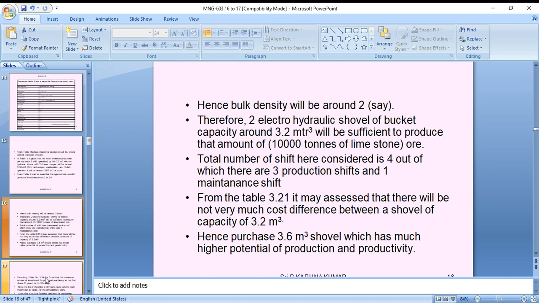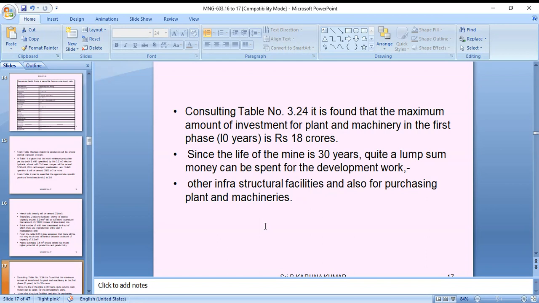which has much higher potential production and productivity. Now, it is found that the maximum amount of investment for plant and machinery in the first phase is rupees 18 crores. Since the life of the mine is 30 years, quite a lump sum of money can be spent for the development work, other infrastructure facilities, and also for the purchase of plant and machineries.